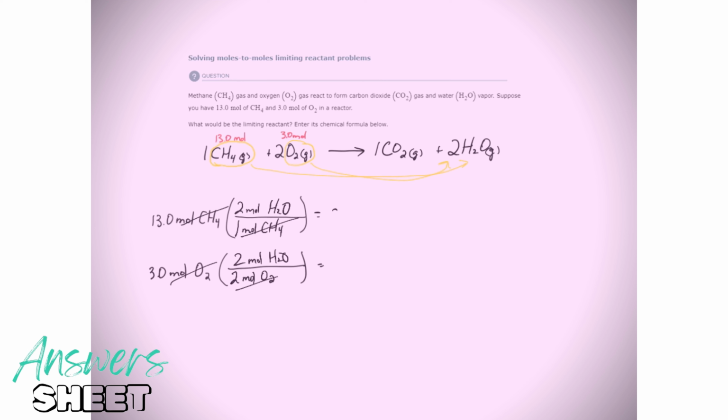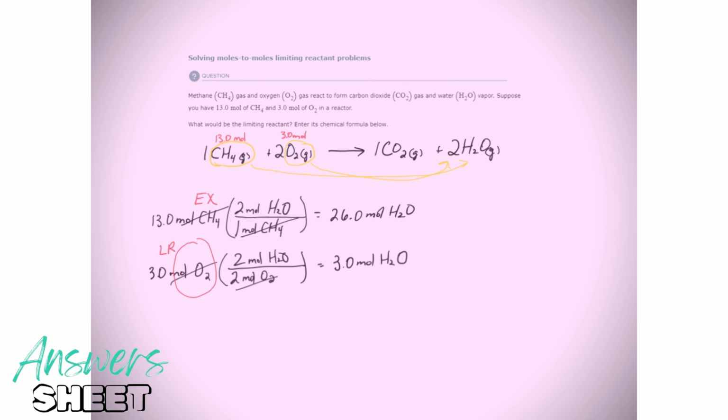So I end up with 26 moles of water produced from 13 moles of methane, and I end up with 3 moles of water produced from 3 moles of oxygen. Which one of these starting substances, reactant A or B, is going to limit how much water we can make? Clearly the oxygen. So what that means is we can identify oxygen as our limiting reactant. Methane is our excess reactant.